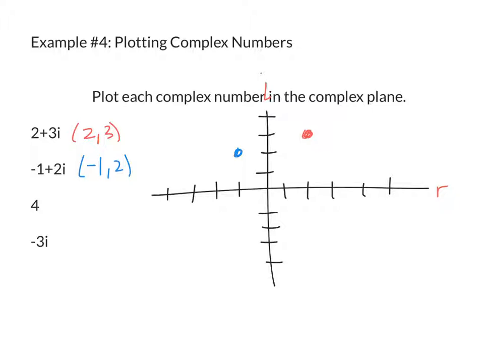The third one, 4, well, 4 is actually our real number, but we don't have an imaginary part, so it's just going to be out here. And then our last number, negative 3i, does not have a real component, but it does have an imaginary one, so we would just go down 3. And so that's how we would graph them. Truly, you should graph them on different graphs each time, but I just did one because I knew I wouldn't have much space.